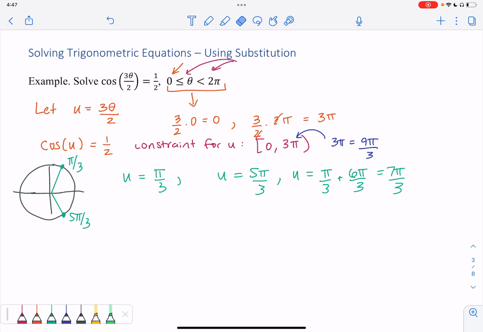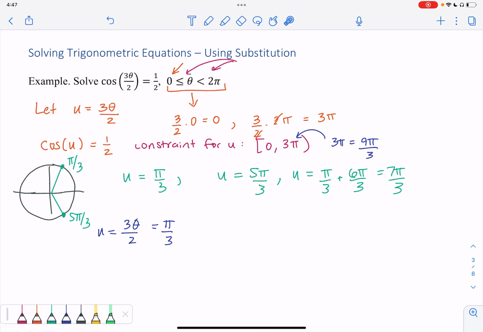So far I found my solutions in terms of u, but that was a creation that I came up with. And so I want to answer this in terms of theta since I'm solving this for theta. Okay, so how would I do that? Well, I just replace u back with 3 theta over 2. So since u is 3 theta over 2, I'm going to have 3 theta over 2 is pi over 3. All I did was take this original first solution, pi over 3, and replace u with 3 theta over 2, which is my original substitution.